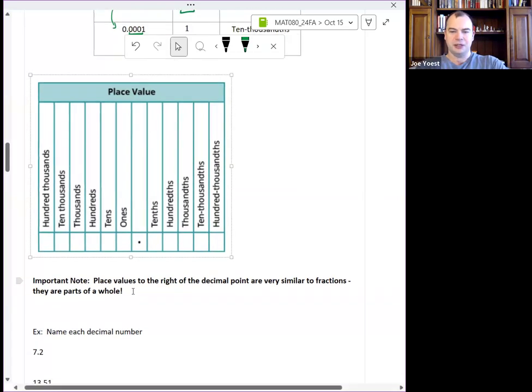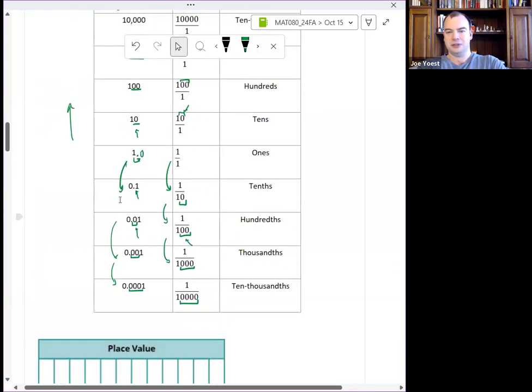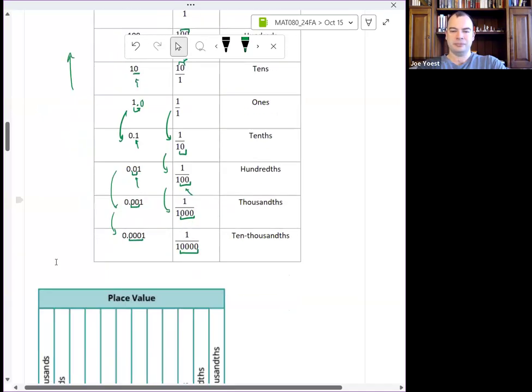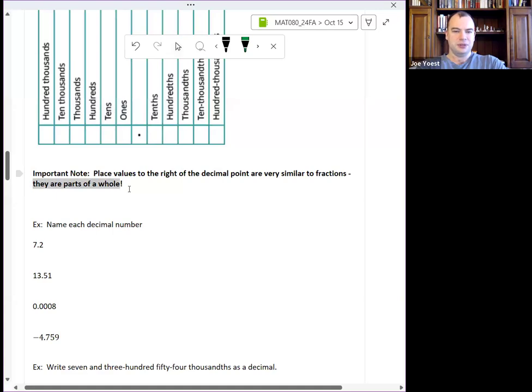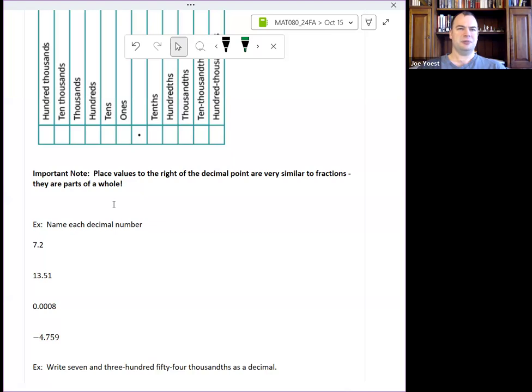So a really important note is that place values to the right of the decimal point are very similar to fractions. We've in fact kind of basically equated them to fractions up here. They simply represent parts of a whole. So these decimal parts are very similar to fractions. I mean, they're in some sense mathematically equivalent to fractions. We maybe write them a little bit differently. They maybe have some different nuances. Maybe certain ideas are easier to express in decimals and other ideas are easier to express in fractions. But from a strict mathematical standpoint, they're essentially the same thing.